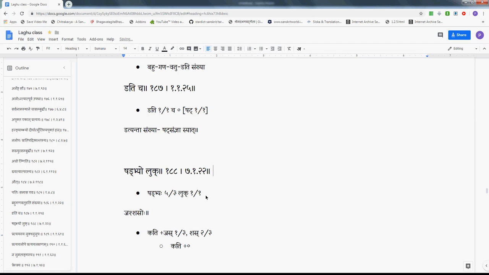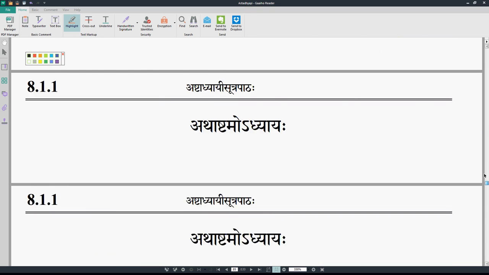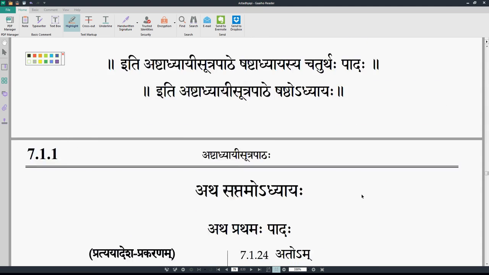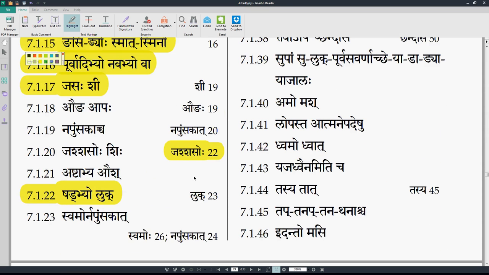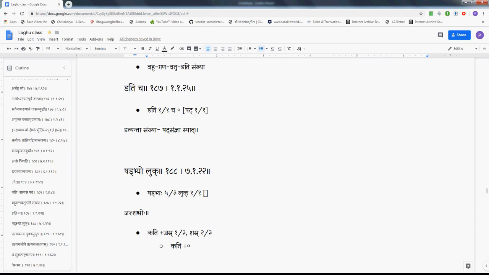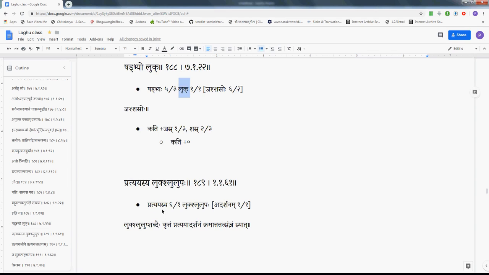7-1. I thought I marked all this. So Shadbhyo look also here, you see 7-1-22. Shadbhyo look jasasoho. So jasasoho look. Jasasoho is also an anuvritti. Shashti dvivachana. So tayoho jasasoho look bhavati. And what is look? Pratyasya lukshlulupaha. Pratyasya adarshanam lukshlulupaha. Lukshlulupa sanyakam syat. So kramat tat sanyam syat. All of lukshlu and lup are sanya for pratyaya lopa.